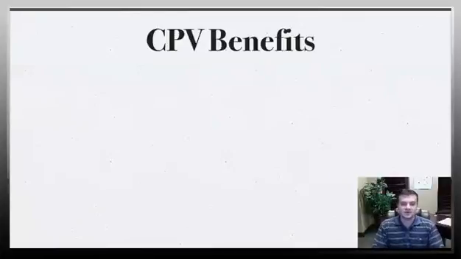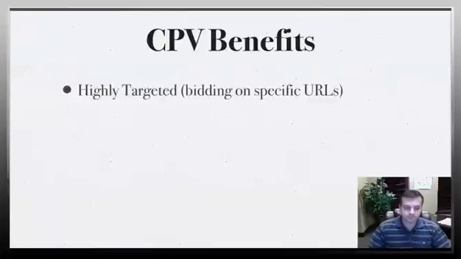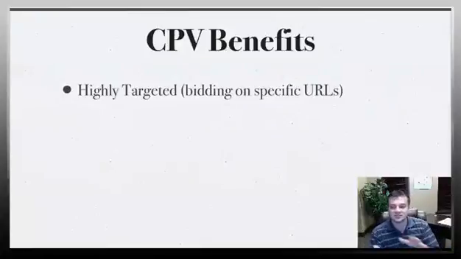So the benefits of CPV: number one, it's very targeted. We're bidding on specific URLs. With cost per view or pay-per-view marketing, you can get laser targeted. I think you cannot get as targeted with PPC traffic. You cannot get as targeted with email subscribers. But with pay-per-view traffic, you can get absolutely crazy, bullseye type targeting, because you're bidding on specific URLs.